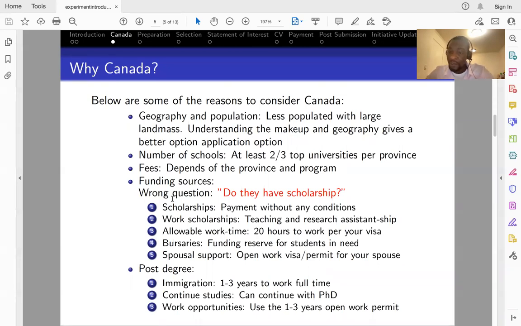Now, again, when you come in and you perform really well, you do have a chance of continuing with your PhD, which I did. And I do advise most of you to be thinking along those lines as well.